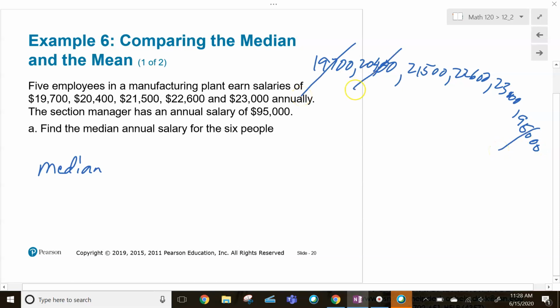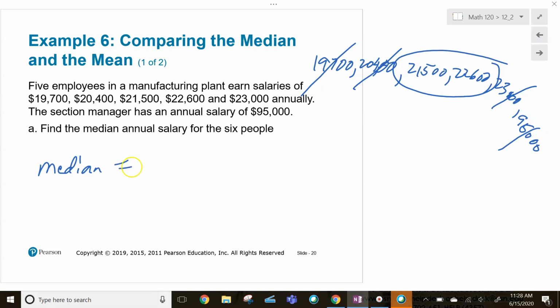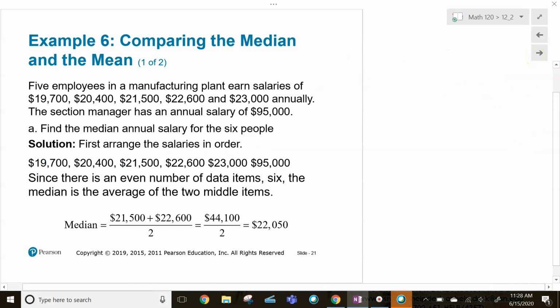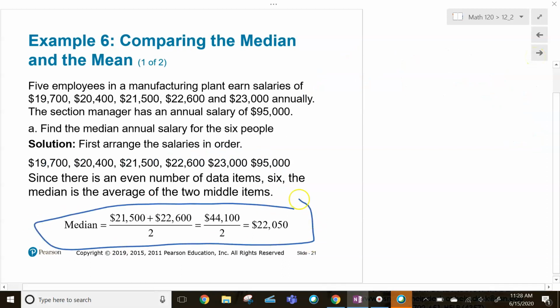Bottom, top, bottom, top. These two are in the middle. Since there's 6 people, or there's an even amount, right? So I got to find the mean of these: 21,500 plus 22,600 divided by 2. That's our median salary, 22,050, right?